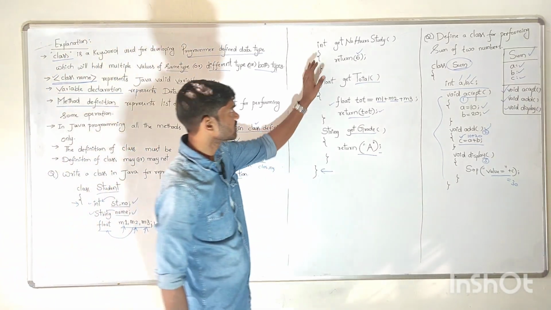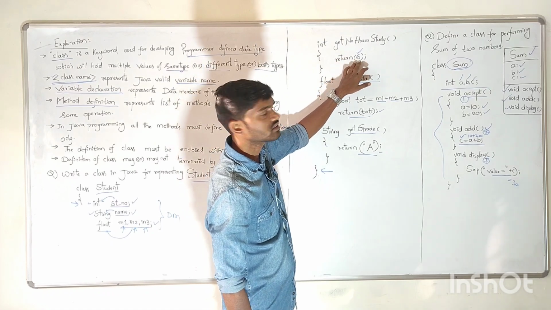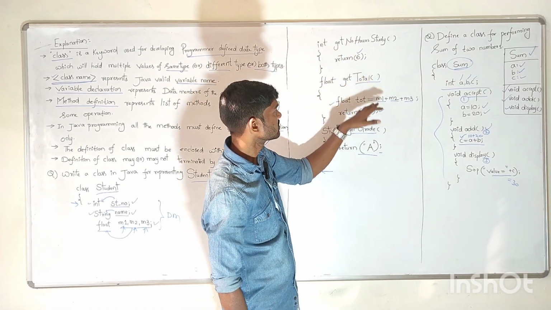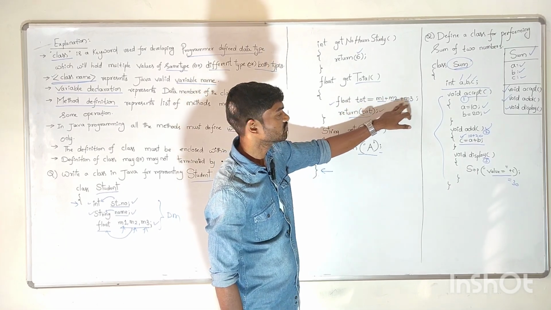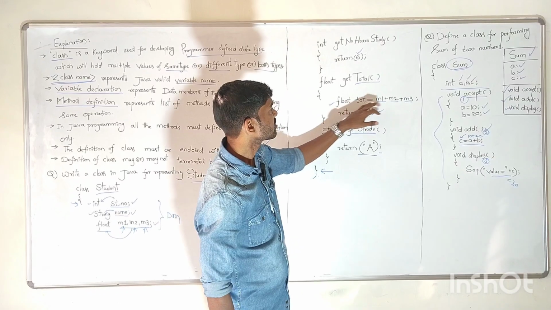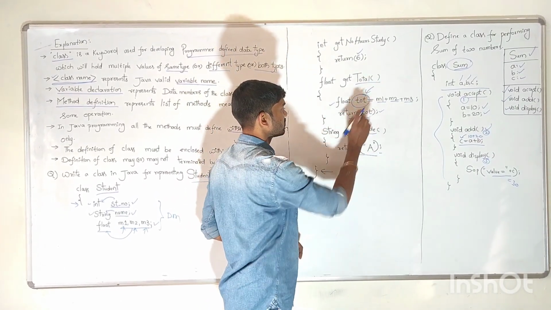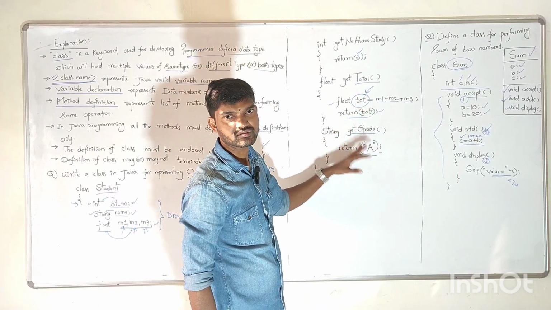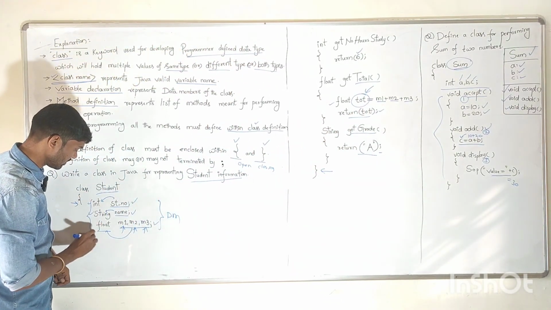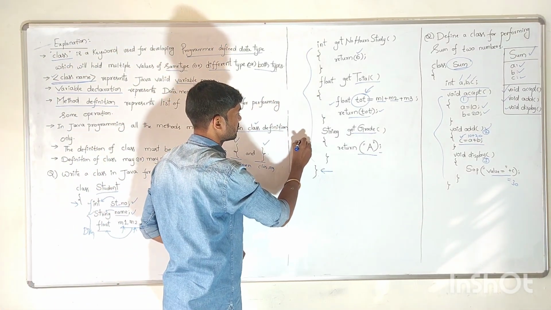And coming to methods, getNumberOfHoursStudy. How many hours of study? I wrote some 6 hours of study. And getTotalMarks means marks 1, marks 2, marks 3. I already told you there are 3 subjects. Float total means the 3 marks are stored here and the total is returned. getGrade, I give one A grade. So like this, the student class contains some data members and some list of methods.